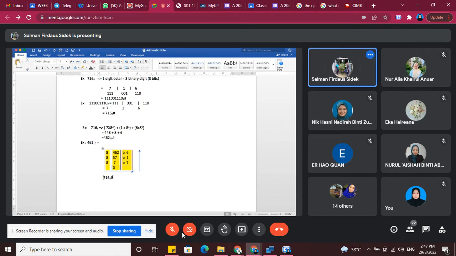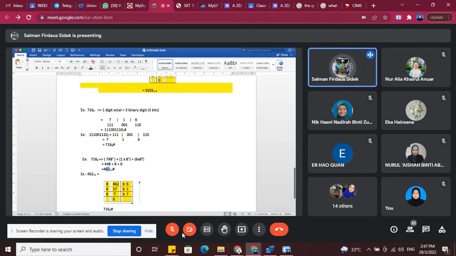So again, we can get back the value here and check. From octal to decimal using this technique we got 462, and then from 462 using this technique we can get back 716. So it means the representation is correct. We can recheck the answer.